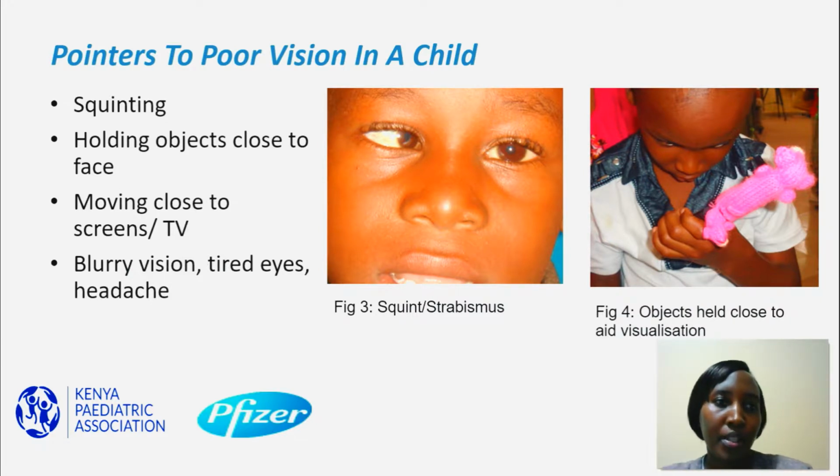So what are the pointers to poor vision in a child? Some of them can be very obvious and others can be quite subtle. Some quite obvious signs of poor vision in a child include squinting, as shown in figure 3, or holding objects close to the face, like in figure 4. Other things include moving closer to TVs or screens. And for the older children, you can have them complaining about blurry vision or feeling of tiredness in the eyes and headache.